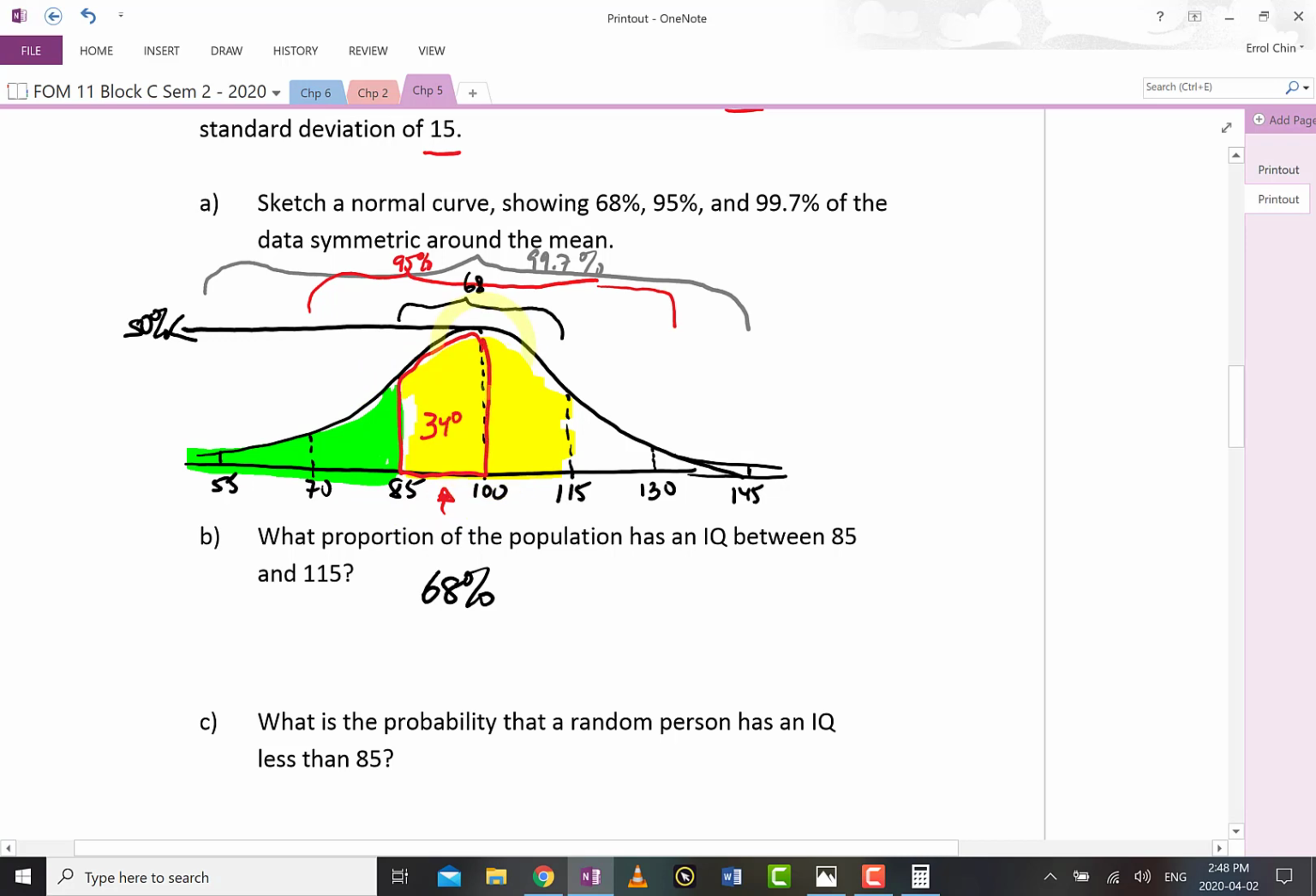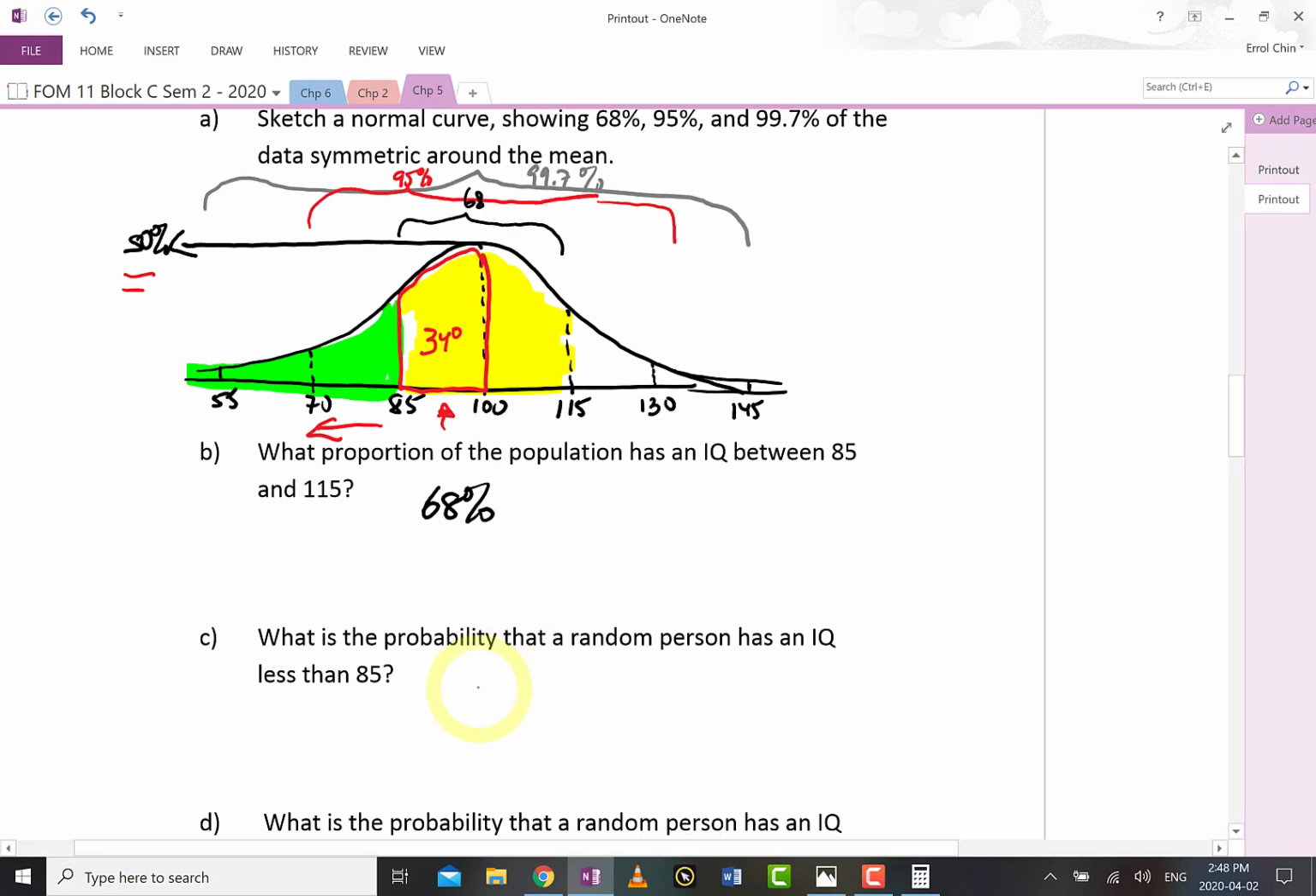Well, if the whole total is 50% and we've already accounted for 34, everybody to the left of 85, the area in green, well, that's only going to be 16%, right? 16% plus 34% works out to a total of 50.